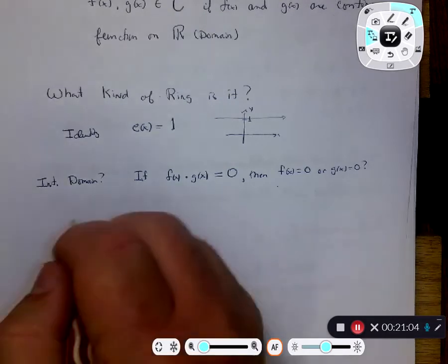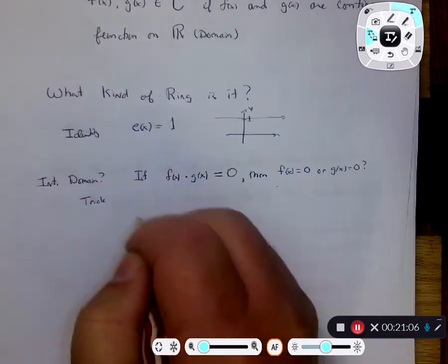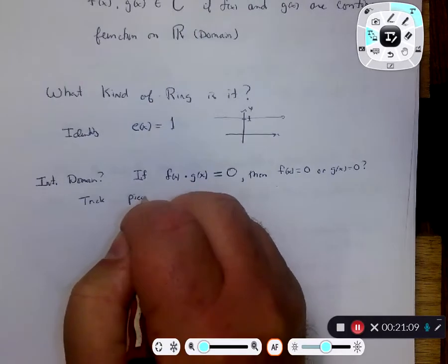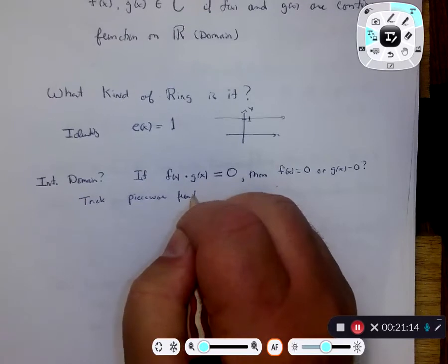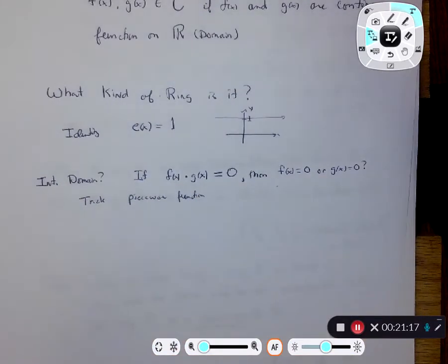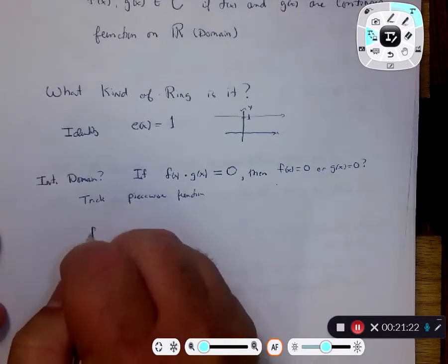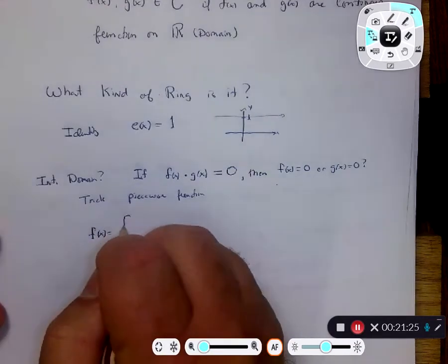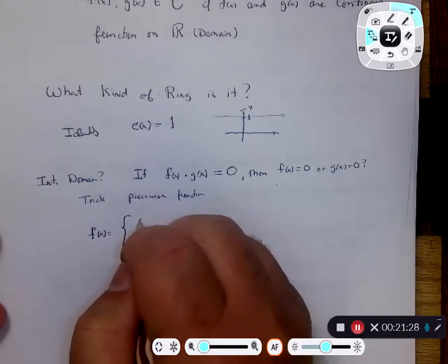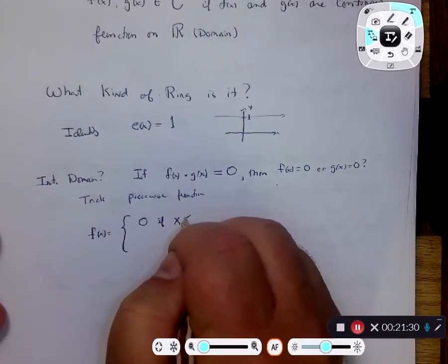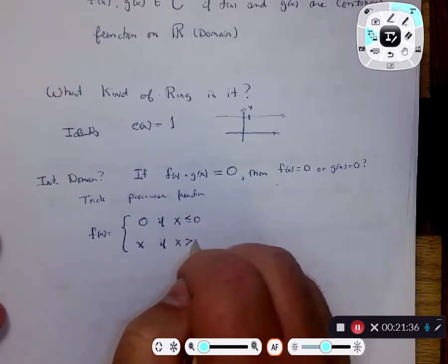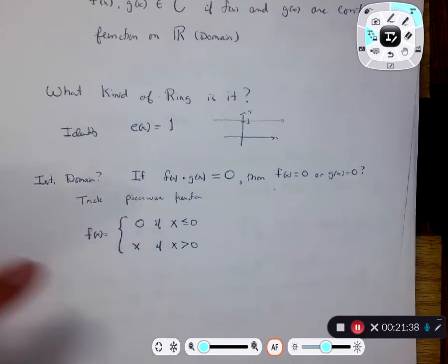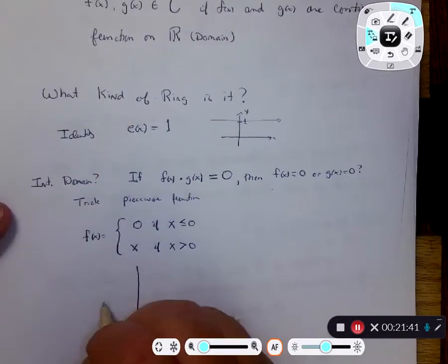So the trick to show this one, and I'll call it a trick, is don't forget piecewise functions. As long as the pieces connect, piecewise functions can be a continuous function. So if I pick out a piecewise function, here we go. I'm going to let f of x be equal to 0 if x is less than or equal to 0, and let's say x if x is strictly greater than 0. This is a piecewise function, and it's continuous because I can graph this thing.